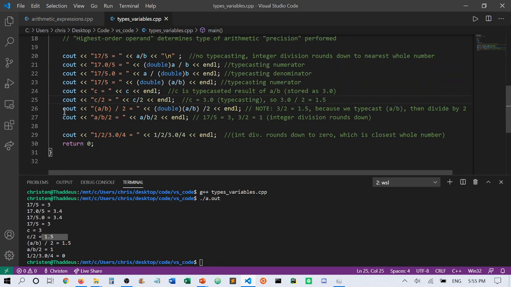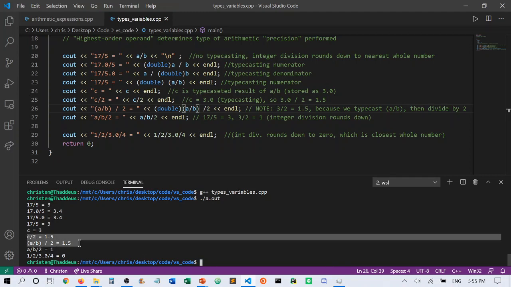And here, on line 26, what's happening is that we're taking the A divided by B argument and then dividing by 2. So here, this will take precedence over the typecasting. So A divided by B will give us a rounded down number of 3. Then divided by 2, we get the same answer as above, where we get 1.5. So these will result in the same operation, just in 2 different ways.